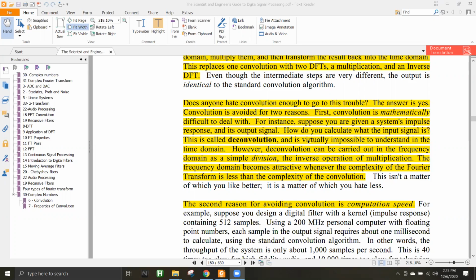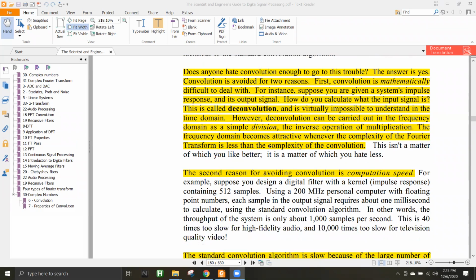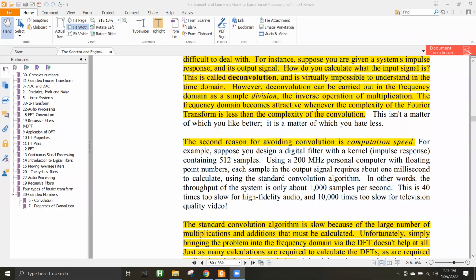Since you are multiplying to perform convolution, the inverse convolution function would be simply a division operation, right? So it seems that in the frequency domain, the inverse convolution function becomes very easy to design, because you are not actually designing any inverse convolution function. You are just performing a division operation, which is the inverse of multiplication. So this is one reason.